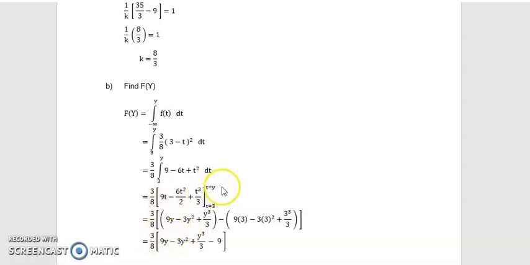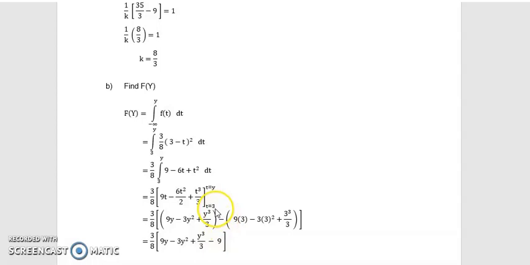So t now, upper limit is y. So do the upper limit first. This part is for the upper limit. So t equal to y. So 9y minus 6y square, this one I already simplified, 6 over 2 equal to 3. Okay, so here we will get 3y square plus y power of 3 over 3. Okay, and then minus.